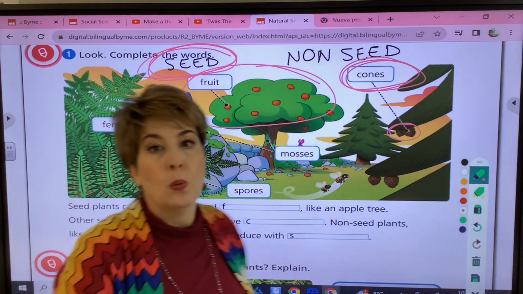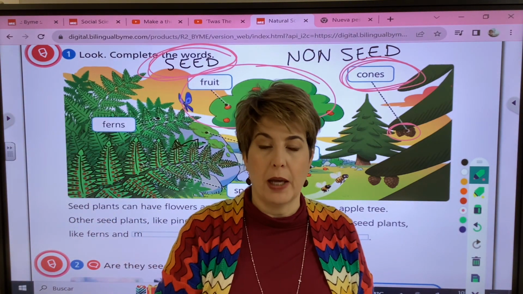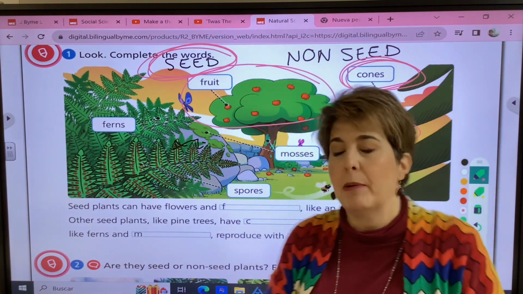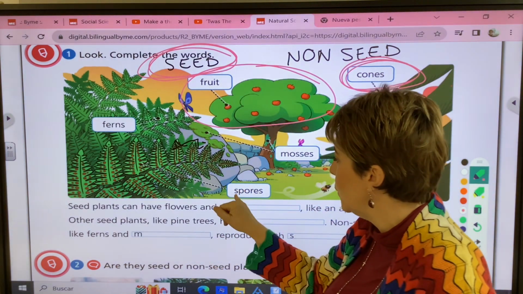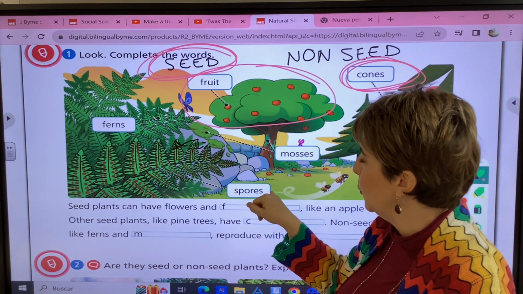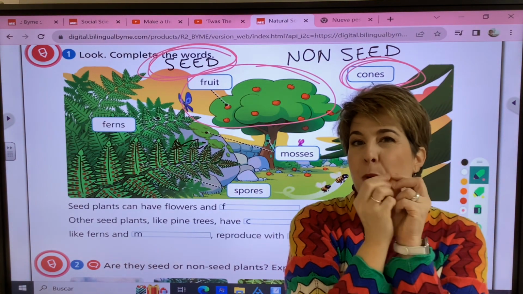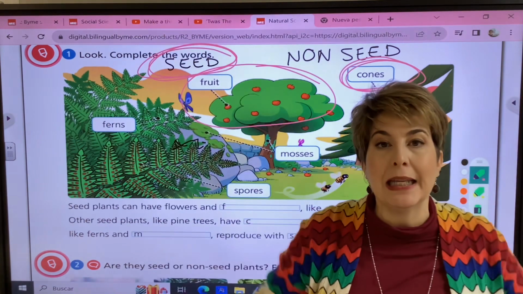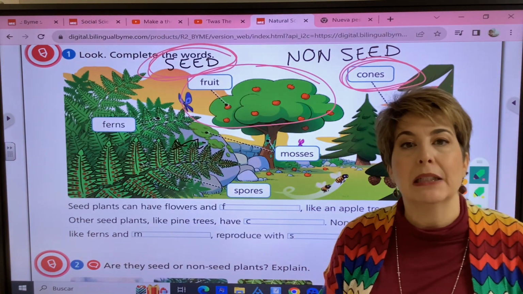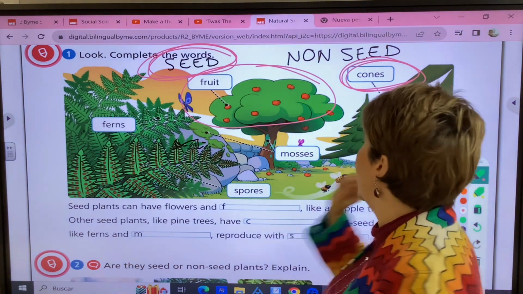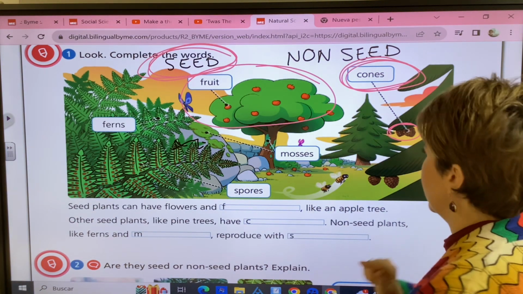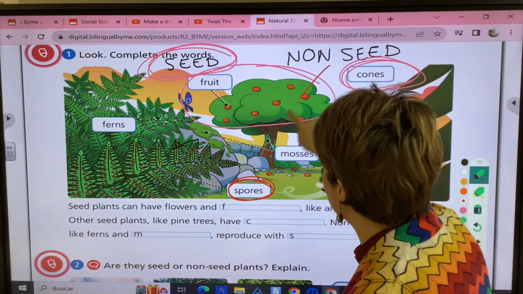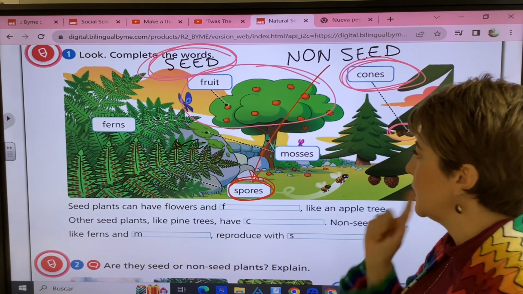And then we have another type of reproduction, which is non-seed reproduction. How do they reproduce? They reproduce through spores. What are spores? Spores are like invisible particles that fly in the air and make the plant reproduce. I'm going to use color red for spores. Okay, so non-seed would be plants with spores.